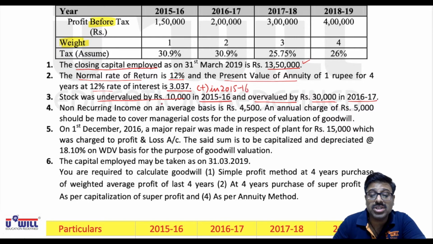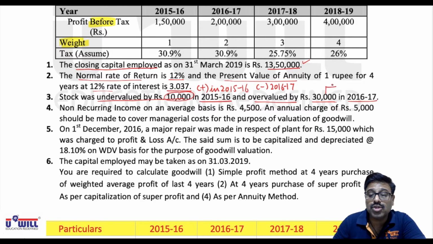automatically closing stock of 15 to 16 becomes opening stock of 16 to 17. So we will also minus it in 2016 to 17. Okay. Which amount? 10,000.